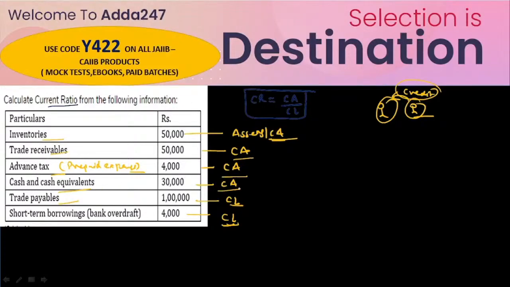Cash and cash equivalents, current asset. Account payables, current liabilities, and short term borrowings, current liabilities. Now we have to just put the values here. So just right here, that is inventories.